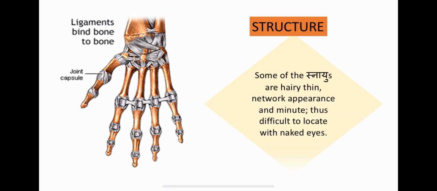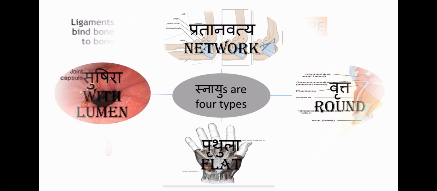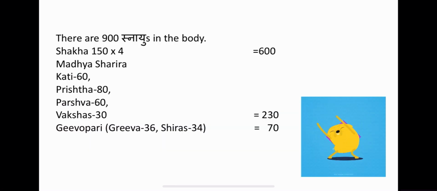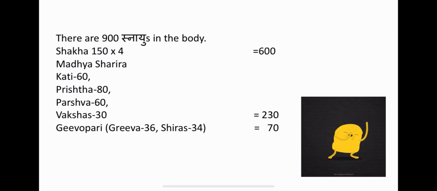There are 4 types of Snayus. The first one is the Prathanavati. They are located in the shakhas and all the joints, Sarva Sandhi. Vrutta Snayus are also called Kandaras. Sushira Snayus are located at the ends of the Amashaya and Pakvashaya, like all the junctions such as the gastroesophageal junction. And Pruthula Snayus are located in the lateral part of the trunk, like the chest, back, and the head region. The total number of Snayus in our body is 900. This is the classification of the Snayus in our body.